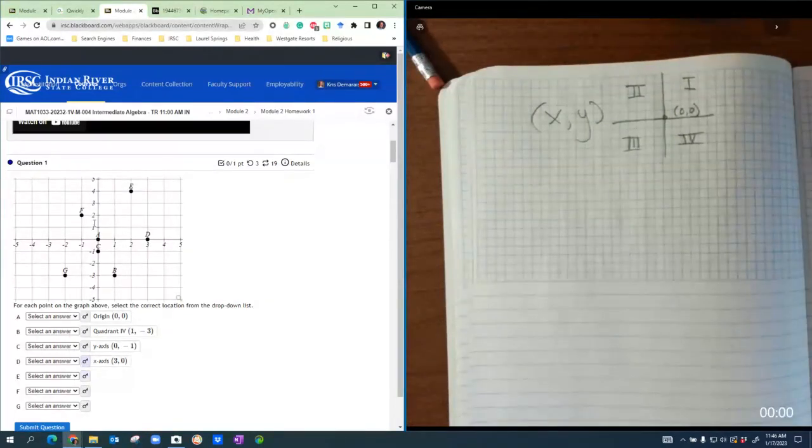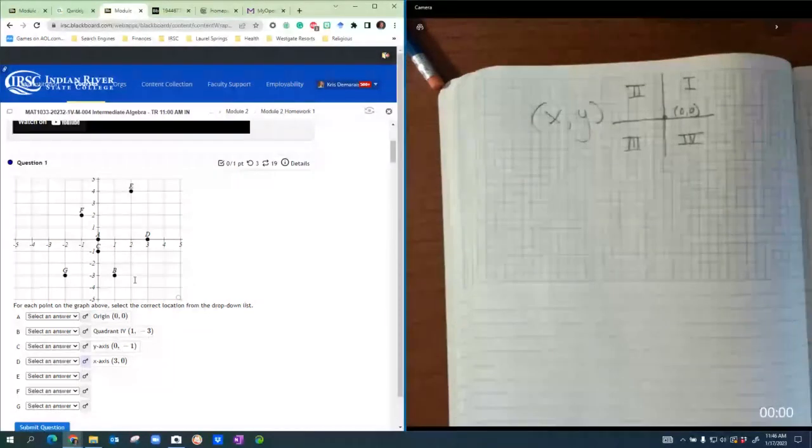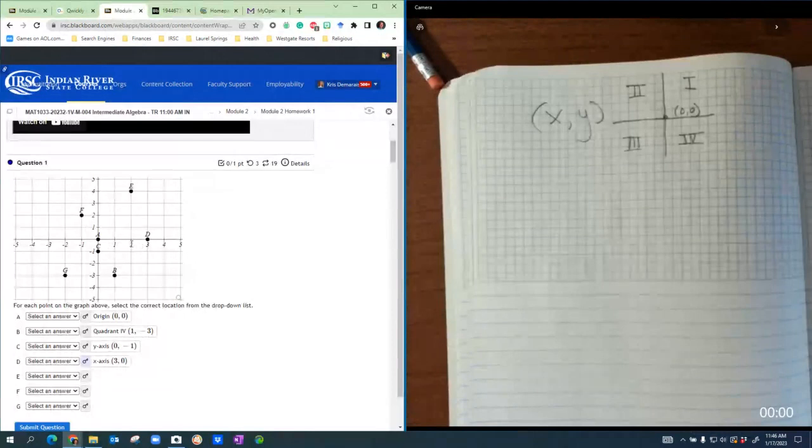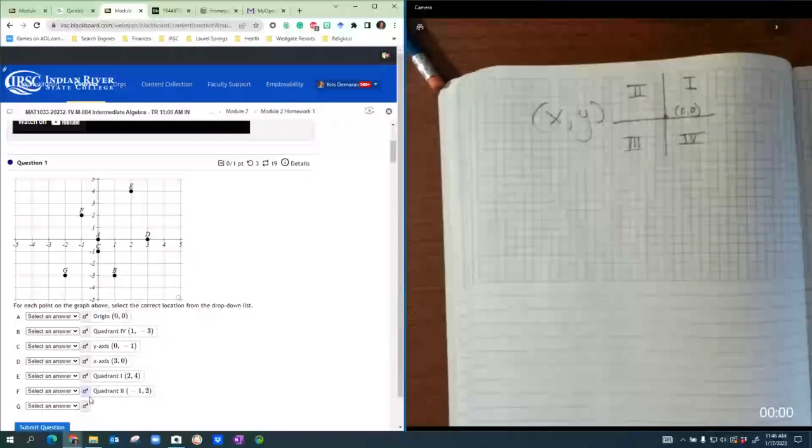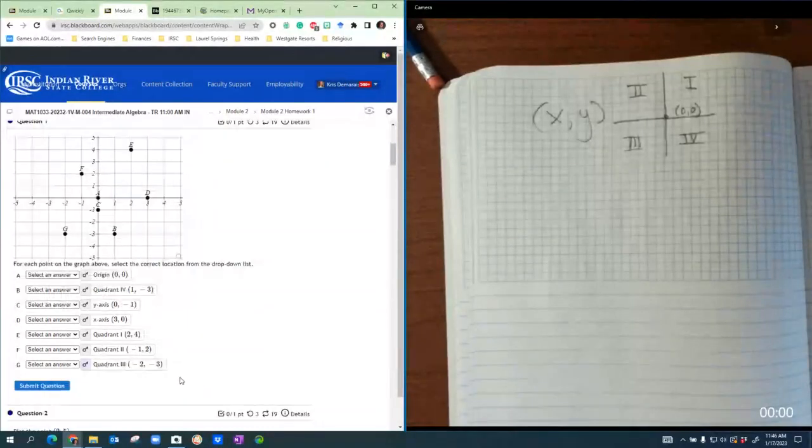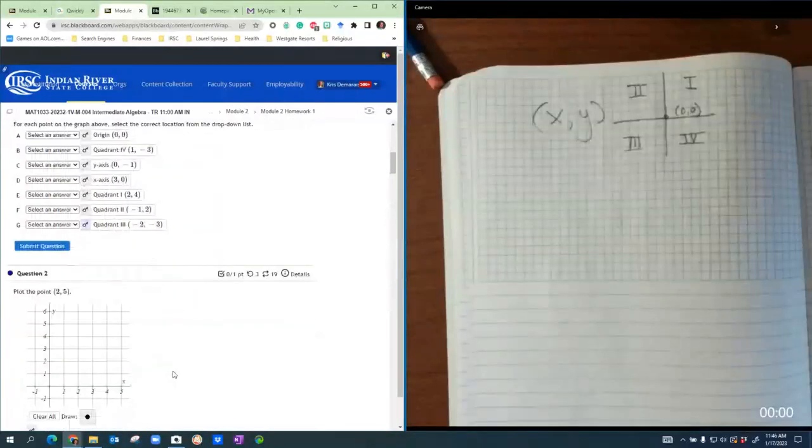For E, E is in the first quadrant, and we always label the x first, so it's 2 and then 4. So 2, 4. For F, F is located in the second quadrant, and we're looking at -1, 2. G is at -2, -3, and that is the third quadrant. So we're looking at the different quadrants and what the coordinate points are for them.